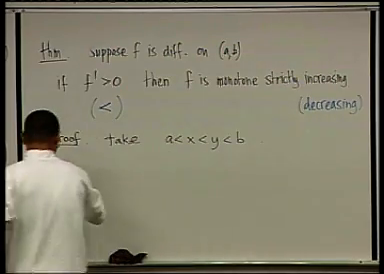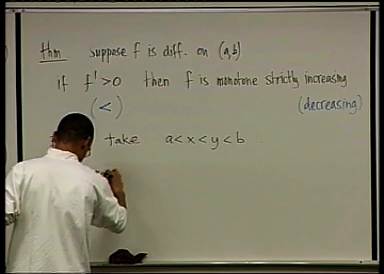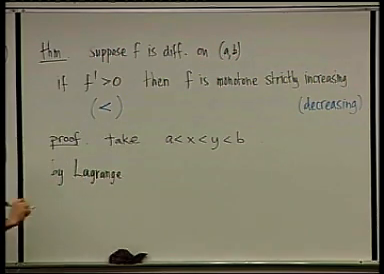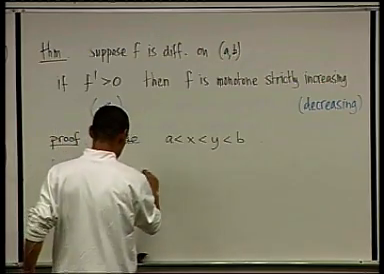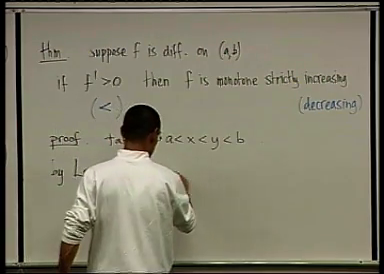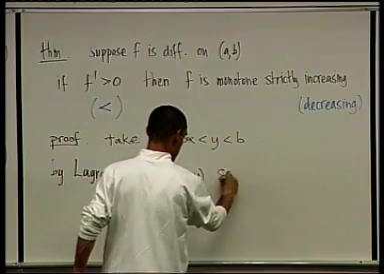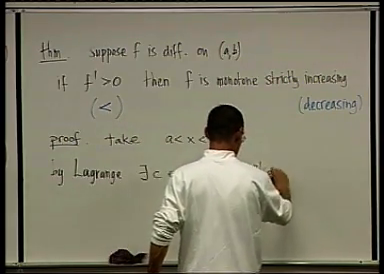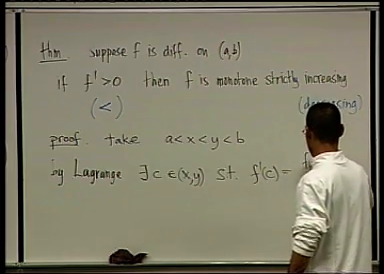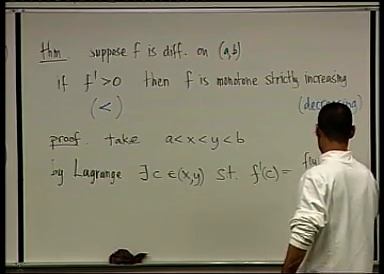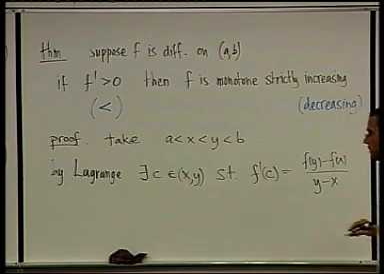By Lagrange, applied on the closed interval [x, y], f is differentiable on the closed interval, continuous as well, because continuity follows from differentiability. And by Lagrange, there is a point c in (x, y) such that f prime at c equals f of y minus f of x divided by y minus x. This is precisely what Lagrange guarantees.